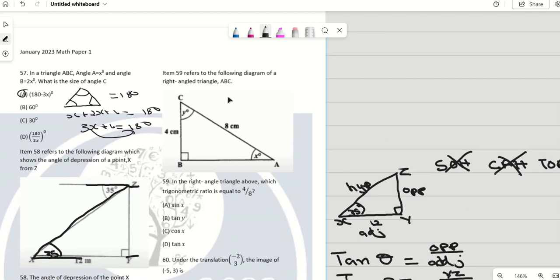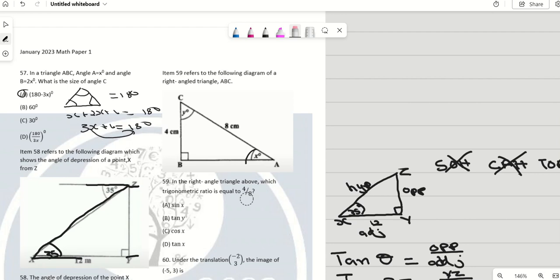Right, what about number 59? Item 59 refers to the following diagram of a right angle triangle ABC. In the right angle triangle, which of the trigonometric ratios is equal to 4 over 8? Now, first off, they didn't really tell us which angle we're going to be using. If we're using angle X, guys, then CB becomes your opposite. But if we're using angle Y, CB becomes your adjacent. So it depends on the non-90 degrees angle that you're using.